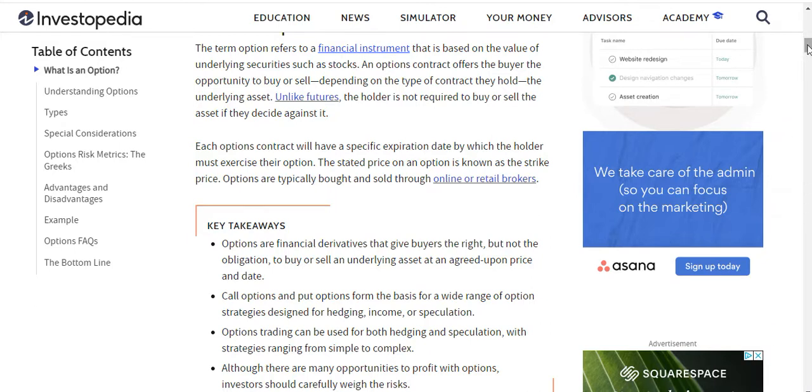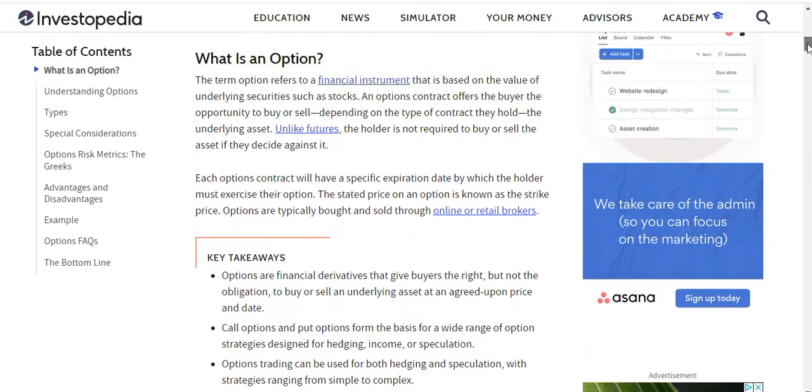So if you're new to options or you just want to get into options, you might not know what an option is. So I'm on Investopedia here, which is really good. I'm just going to read what it says. It says the term option refers to the financial instrument that is based on the value of underlying securities such as stocks. An options contract offers the buyer the opportunity to buy or sell, depending on the type of contract they hold, the underlying asset.